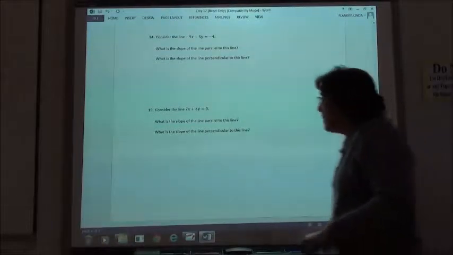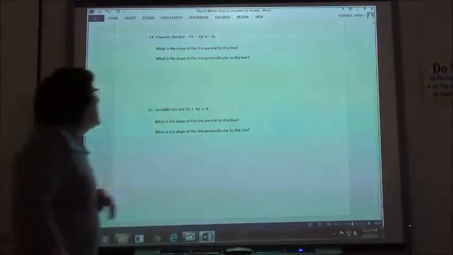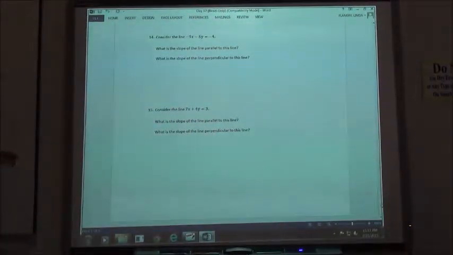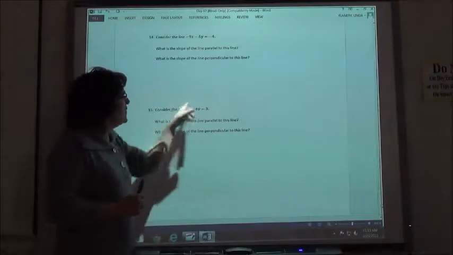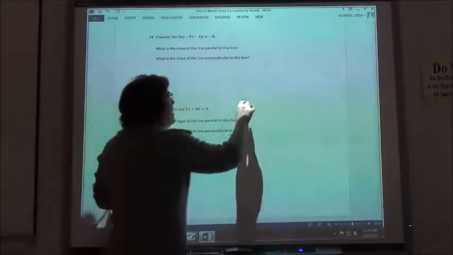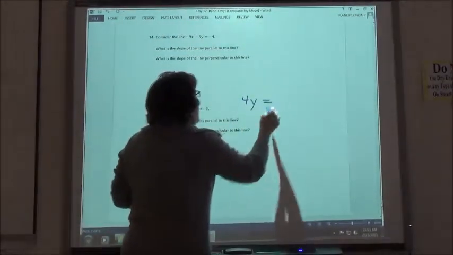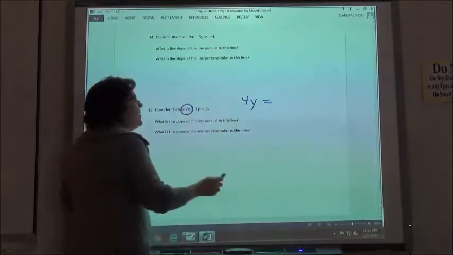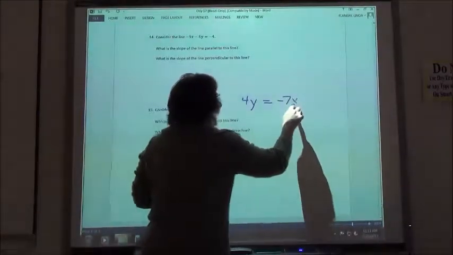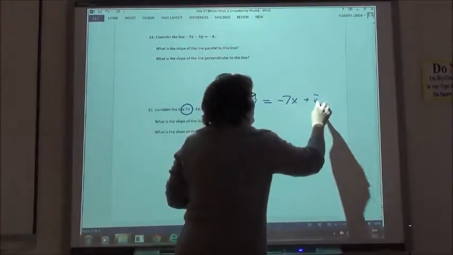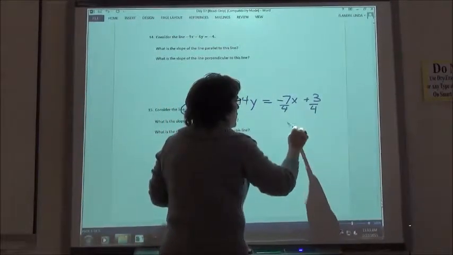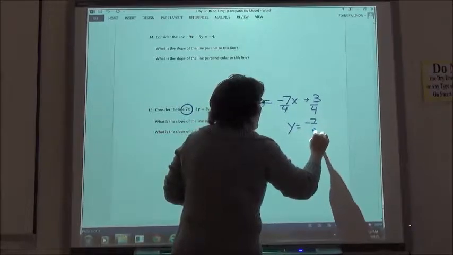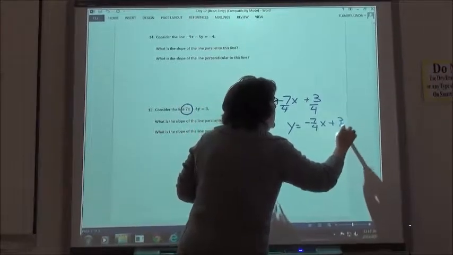And the last one on number 15, same thing. If I have the line 7x plus 4y equals 3, and I want the slope of the line that's parallel and the slope of the line that's perpendicular, first thing I need to do is solve that for y. So 4y is going to equal, this is a positive 7x, so I'm going to make it -7x plus 3. I then have to divide by my 4. So y equals -7/4 x plus 3/4.